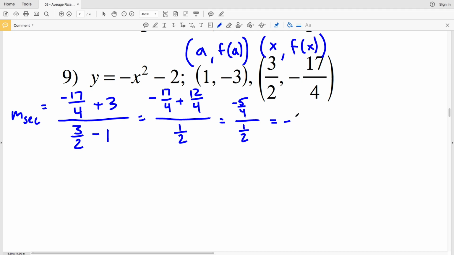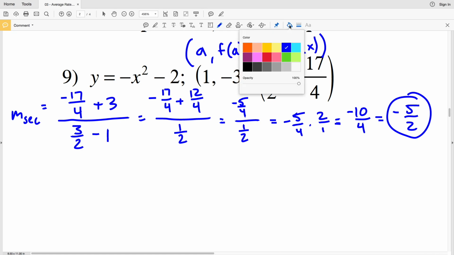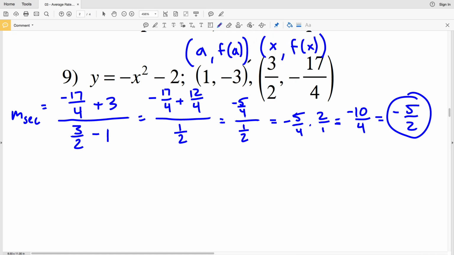So my slope is going to be negative 5/4 divided by 1/2, or times 2 over 1, which equals negative 10/4. And simplifying that, I can divide both the numerator and denominator to get negative 5/2. So my slope is negative 5/2. Now I'm going to use point-slope form to solve. And remember, point-slope form is y minus y1 equals m times x minus x1.